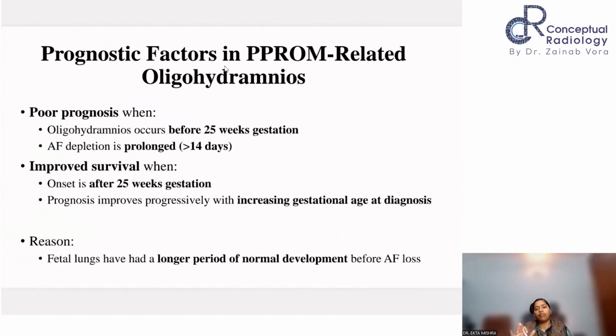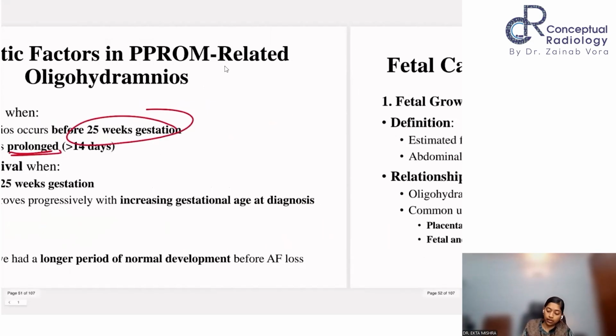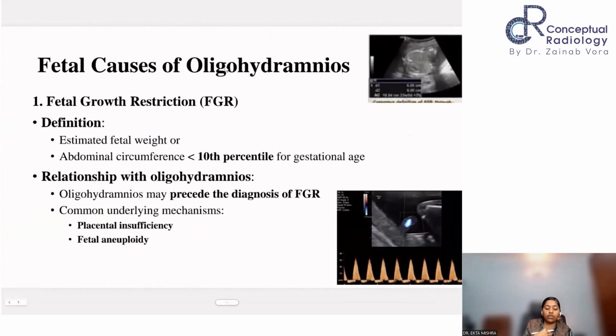Now, anywhere if oligohydramnios happens early, prior to 25 weeks of gestation, or is prolonged, it confers a poor prognosis because the time for lung development is reduced. Whereas if it happens after 25 weeks or is for a shorter duration, it gives improved survival to the fetus. Okay, so we'll start with the fetal causes of oligohydramnios.